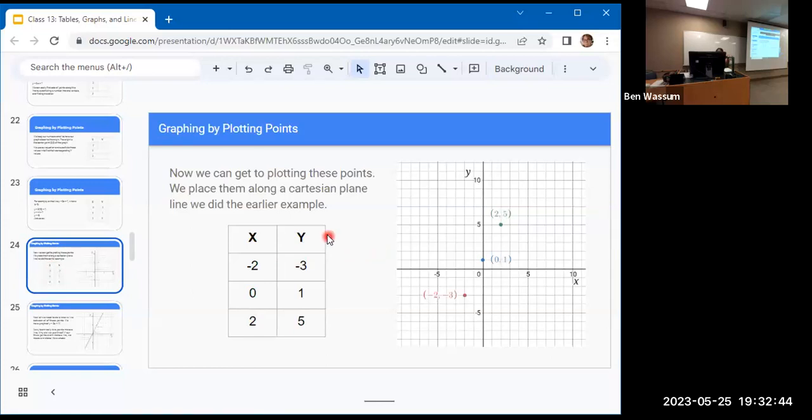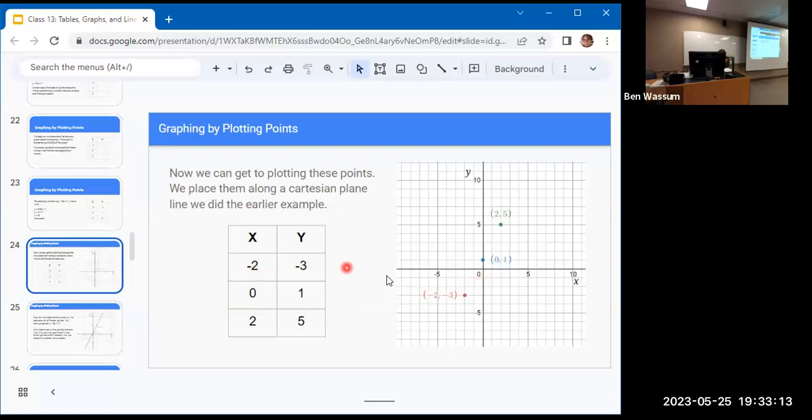So you work all of that out, you get your table, and then you're going to take each of those x, y pairs and graph them on the plane the same way that we looked at that first point. So we have -2, -3. You would start at the origin, go -2 in the x direction, -3 in the y direction. Draw your dot and label it -2, -3.